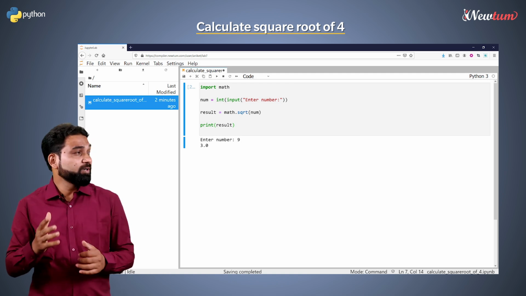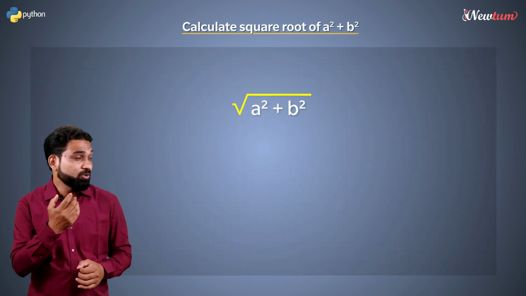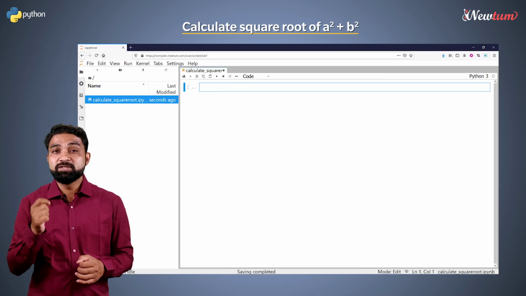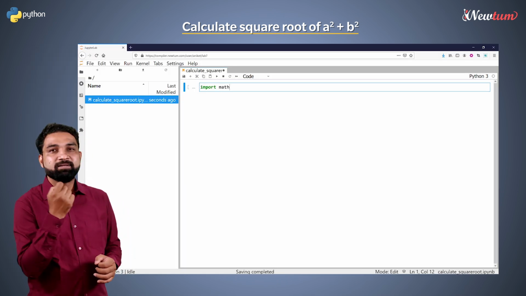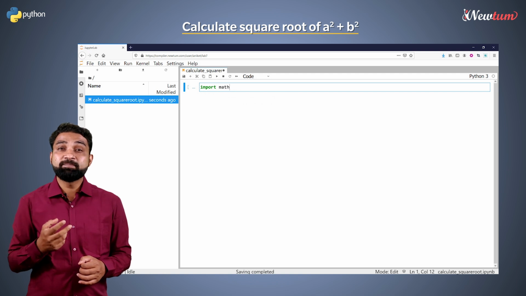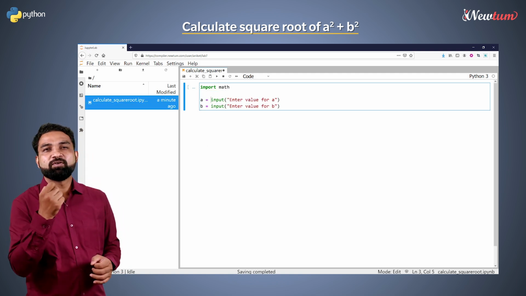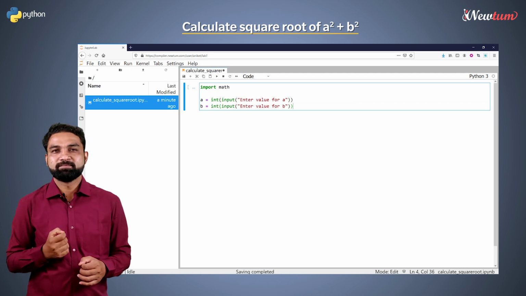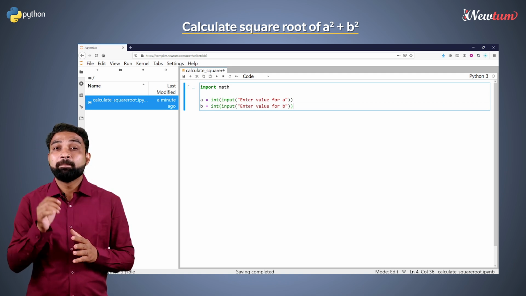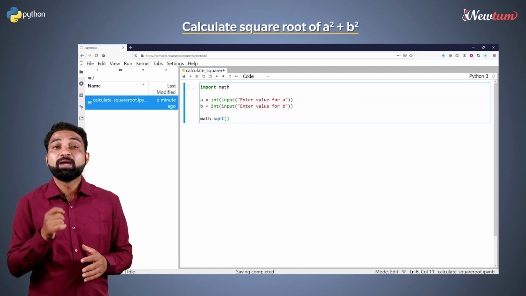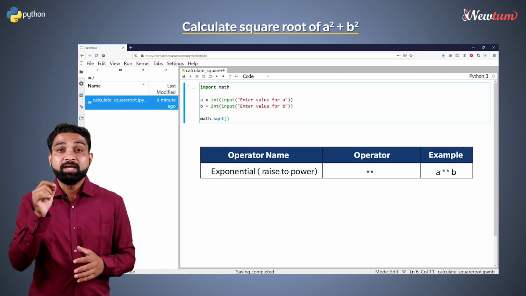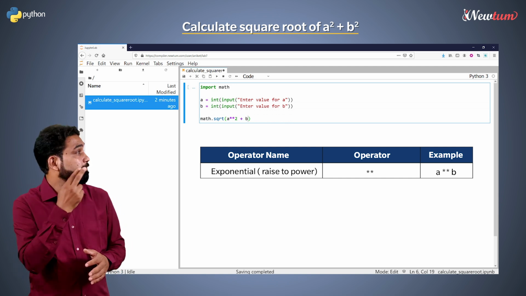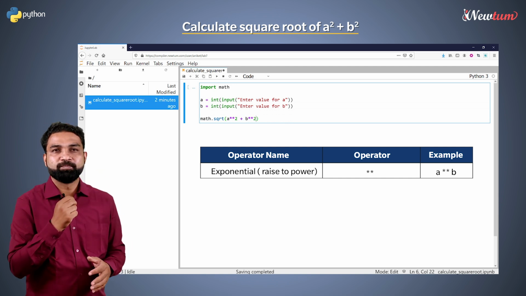So come back to our equation now. We wanted to solve this. So let's write the program. First, we will import math like this. Then accept two inputs, a and b, from the user. Make sure to convert them to int. We will then write math.sqrt, and in brackets a exponential operator 2 plus b exponential operator 2.